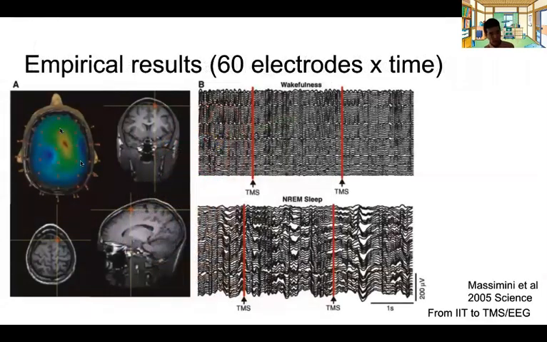So this is the hallmark experiment in this series of experiments performed by Marcello Massimini, currently in Italy. The initial paper was published in Science. And Tononi, who was also a proposer of IIT, was directly the person behind this experiment, who designed it.